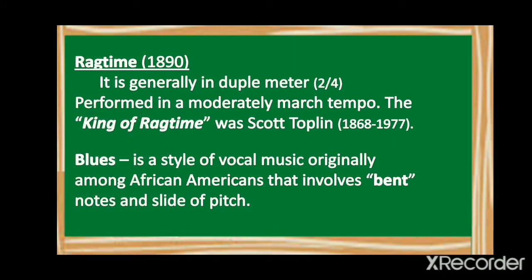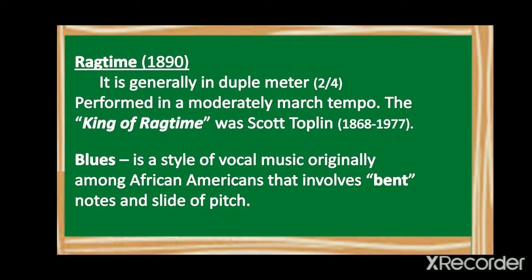Another included in Western-style dance and music is ragtime. It is generally in double meter, 2/4, performed at a moderately march tempo. The king of ragtime was Scott Joplin, 1868 to 1917.